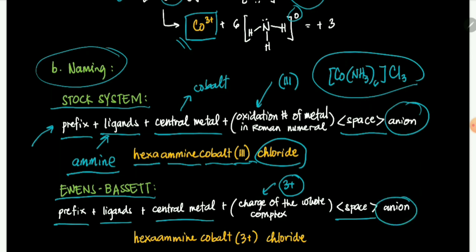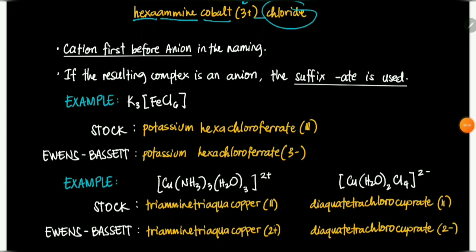So, kapag Ewens-Bassett, we have hexa again, ammine, the name of the ligand, cobalt, tapos 3 plus yung charge ng buong complex, not just the cobalt. Okay? Space, chloride. So, that's hexaamminecobalt(3+) chloride. Yun yung name ng ating complex kapag Ewens-Bassett system. Okay? So, some notes on the naming.